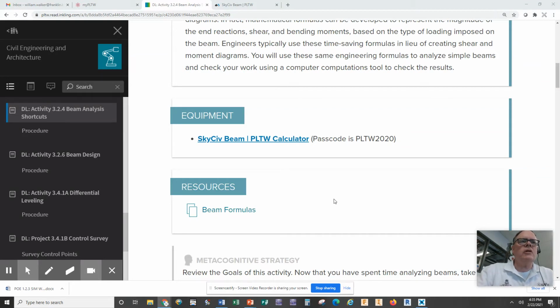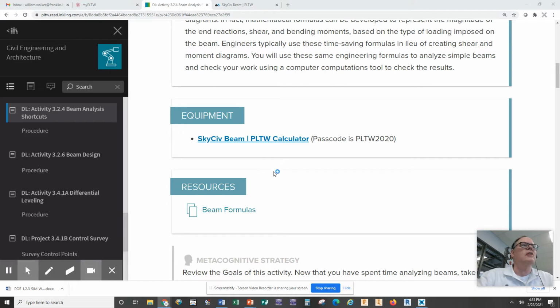Hey guys, just a quick video showing you how to use the SkySiv beam analyzer. This is an online version of a product that we have in the lab called MS Solids or MD Solids. And so this will allow you to actually create those shear and moment diagrams to check yourself with, as well as check your formulas that you use.